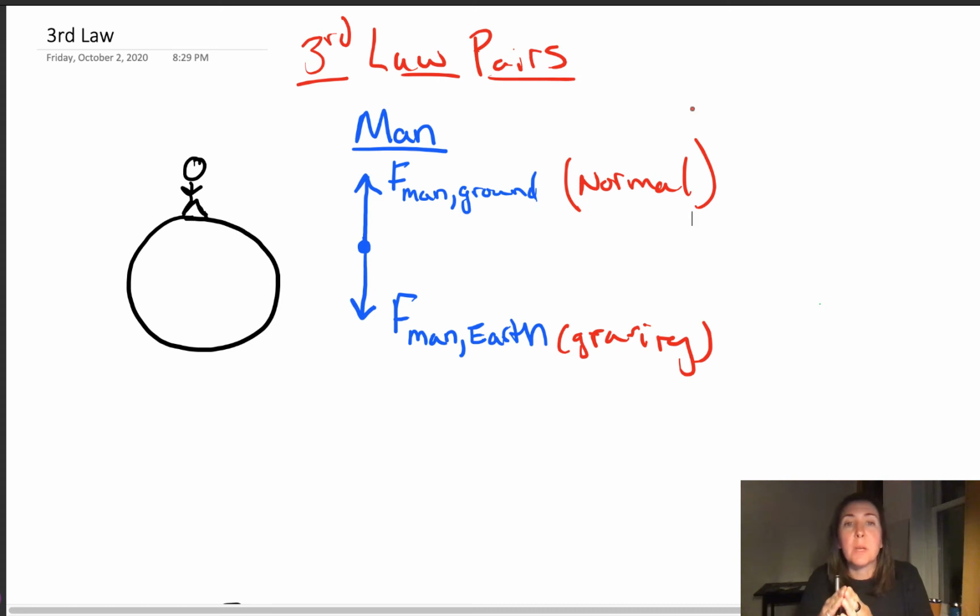These are not force pairs because force pairs are on each other. So these are two forces that act on a man. Force pairs would be the force on the man by the earth and the force on the earth by the man. So the force pairs are when these two, the on and by, or object and agent, are switched.